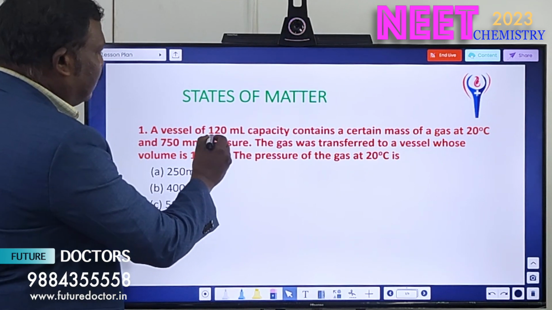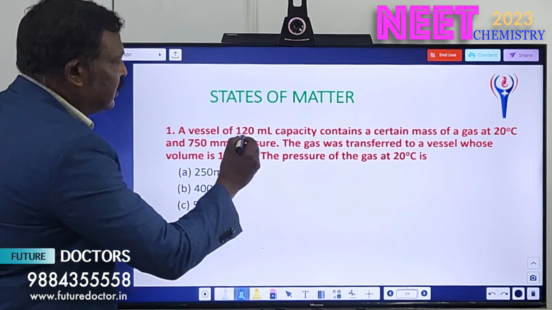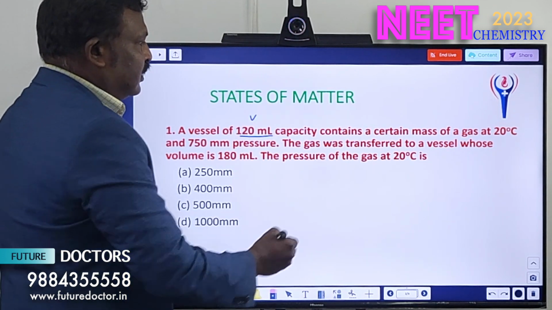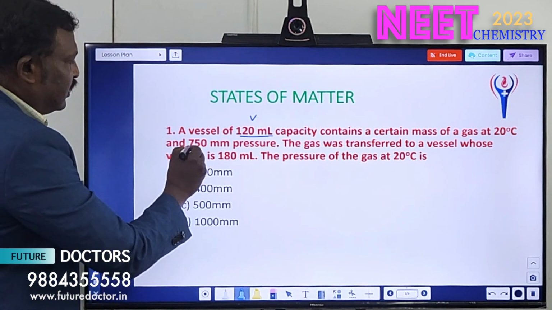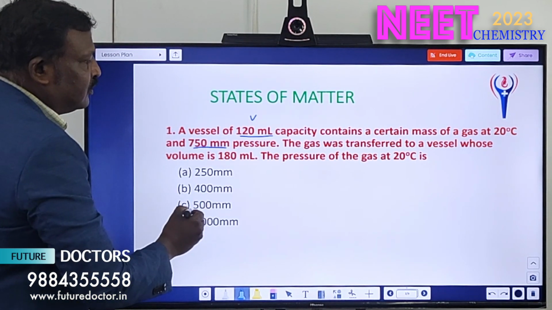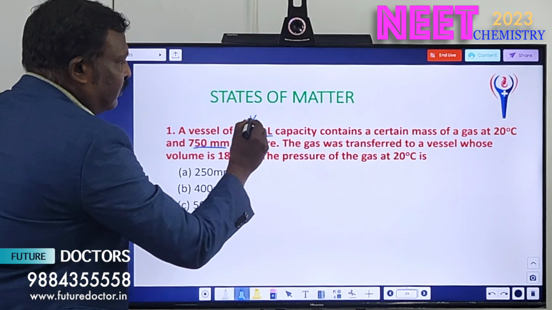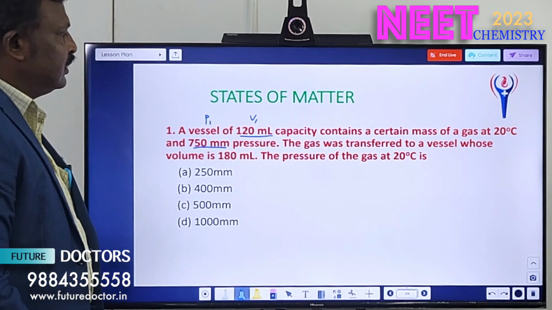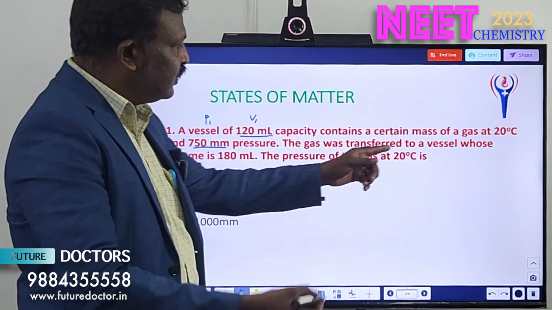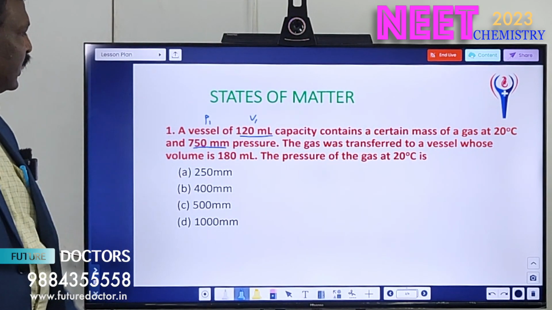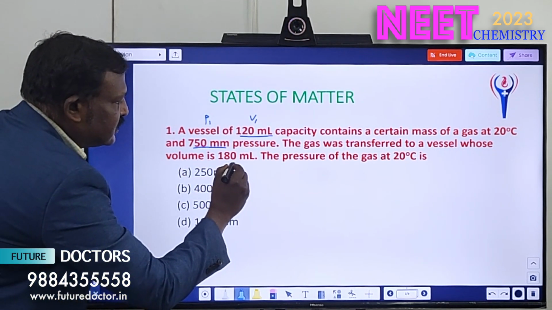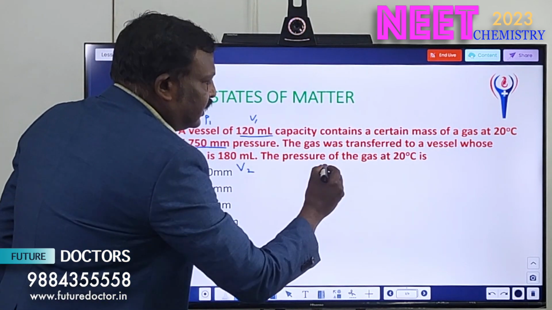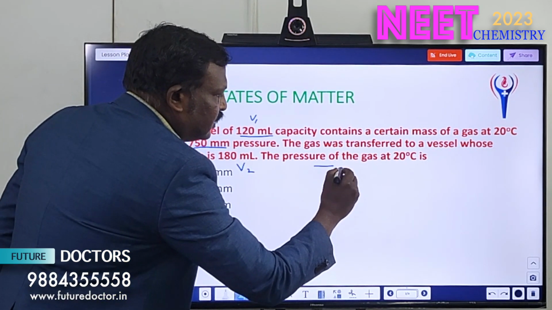See here, this is called volume. Your volume, a certain mass of gas at 20 degrees Celsius. Here, this is the pressure term. So we consider this as V1, and we consider this as pressure 1, so P1. The gas was transferred to a vessel whose volume is 180 ml. So this we consider as volume V2. The pressure of the gas at 20 degrees Celsius, we consider as P2.